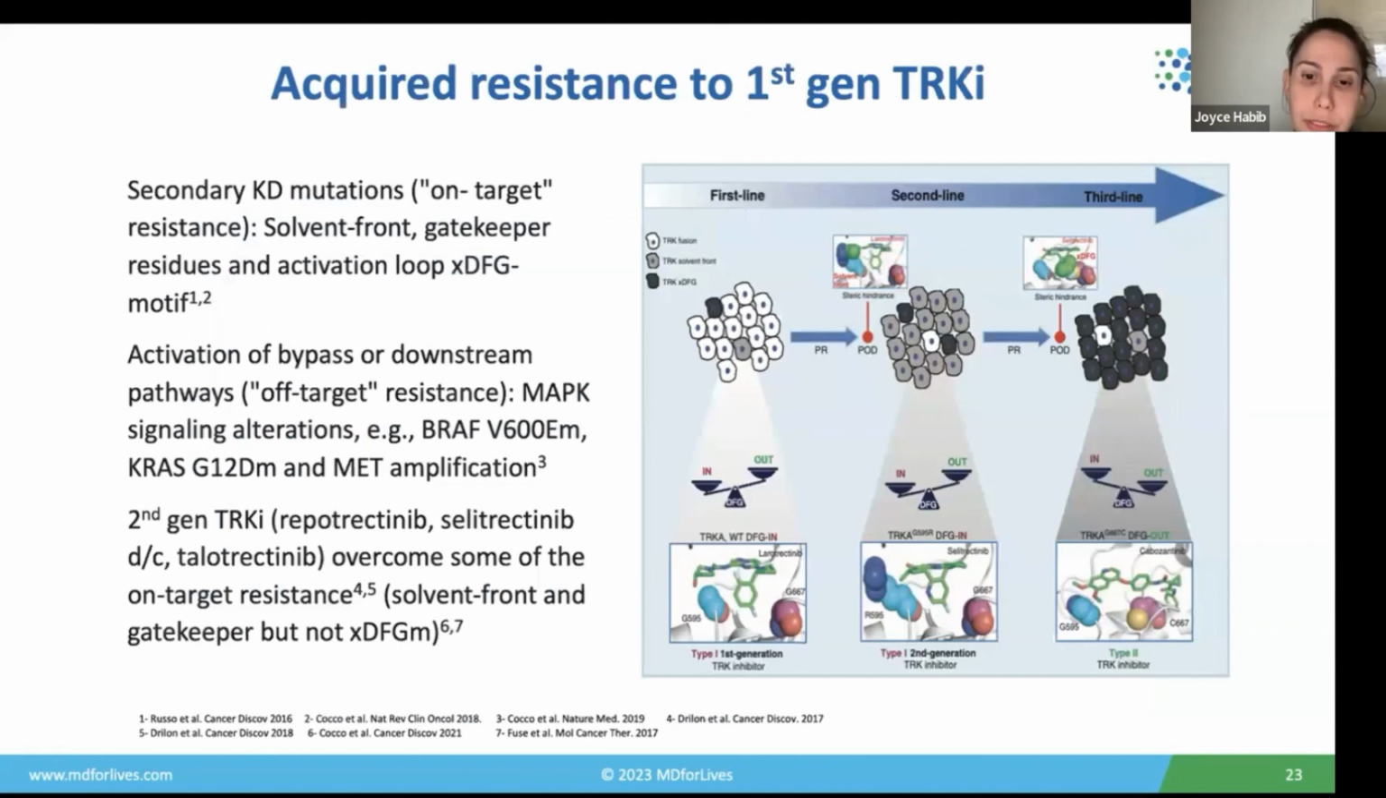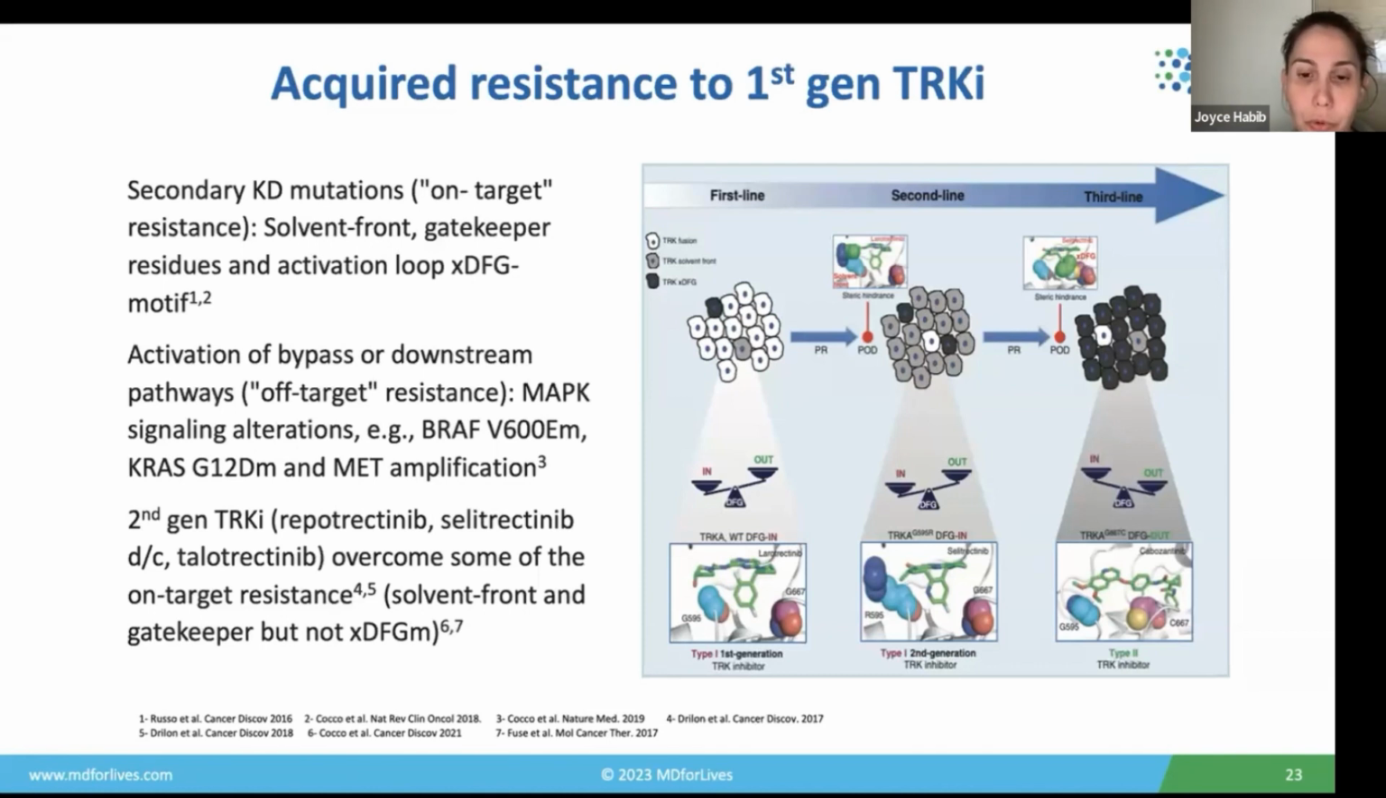So what about resistance? We see great responses, we see impressive PFS data, but invariably resistance is going to happen. Resistance occurs commonly through secondary kinase domain mutation, what we know as on-target mutation. These are solvent front, gatekeeper residue mutations, or mutations in the xDFG activation loop motifs. Resistance can also occur less commonly through activation of bypass downstream signaling involving activation of kinase signaling through various mechanisms. Could be BRAF mutation, KRAS mutation, MET amplification, among others.